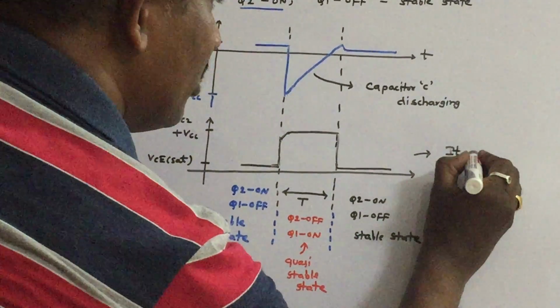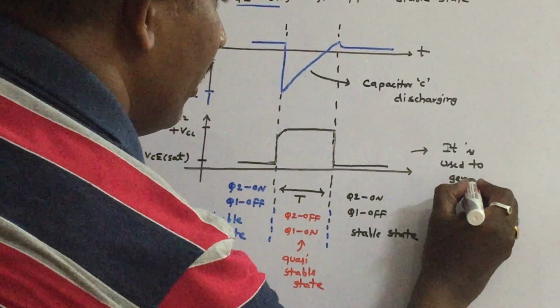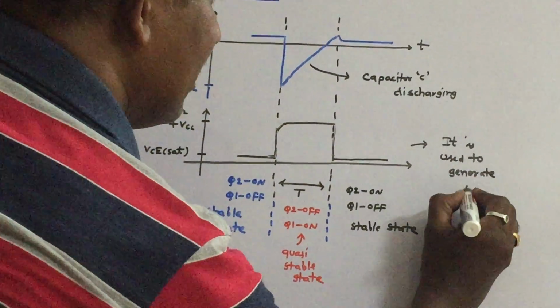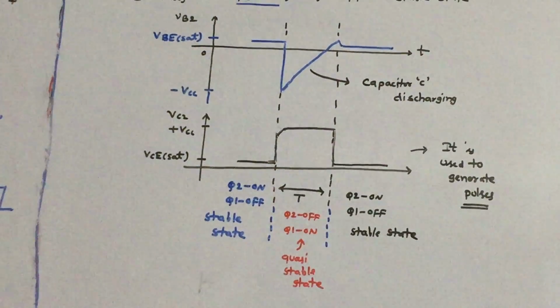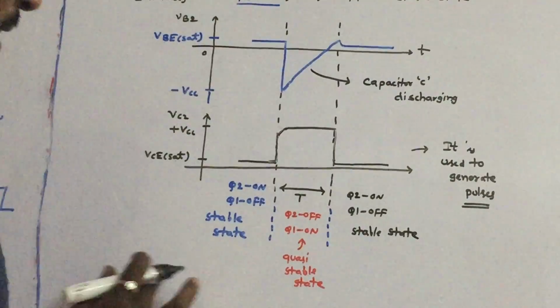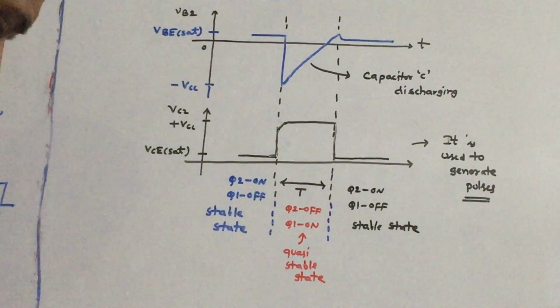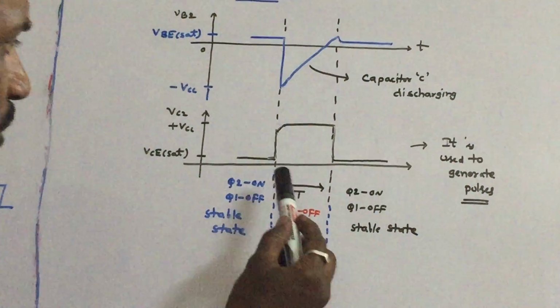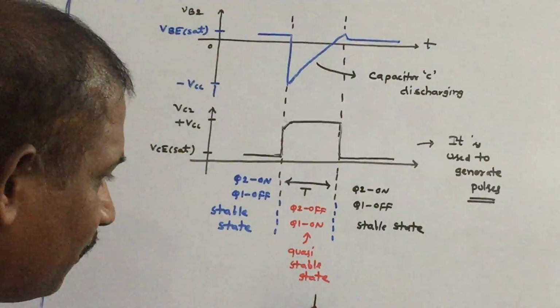It is used to generate pulses. So that is the main application of monostable multivibrator. So let us see how to calculate this time period of this pulse.